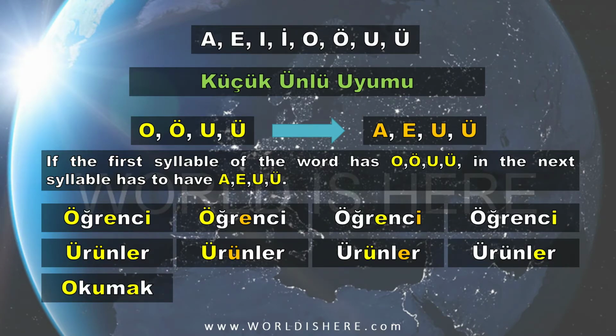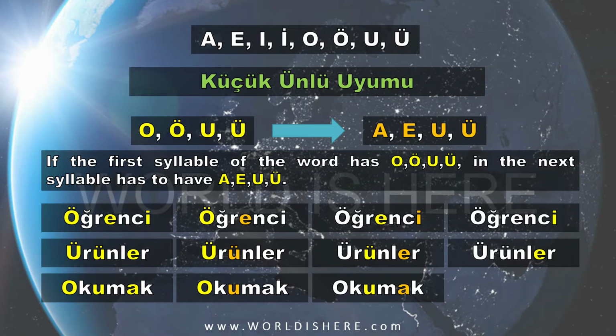Okumak. It's a verb. Okumak. So the first one is O. After O has to be A, E, U, Ü, right? And I am checking, and yes, there is U. Right now, I have U. After U, I have to have A, E, U, Ü. And yes, I have A. And the rule is working. What about big harmony? As you see, big harmony is already working on these words. Okay? Let's continue.